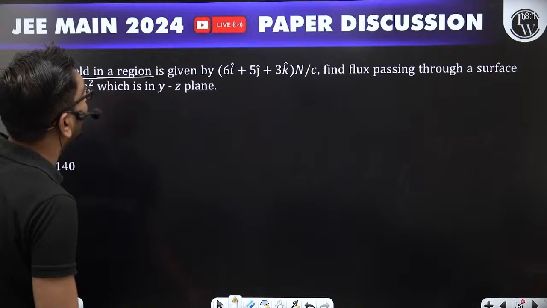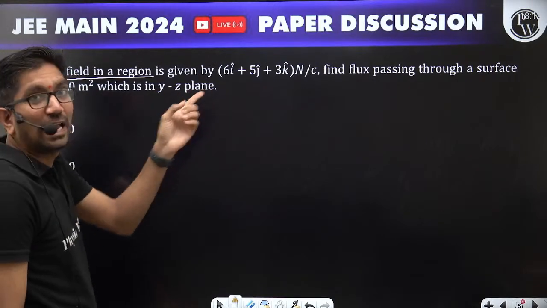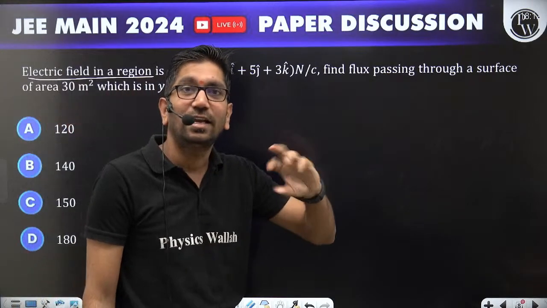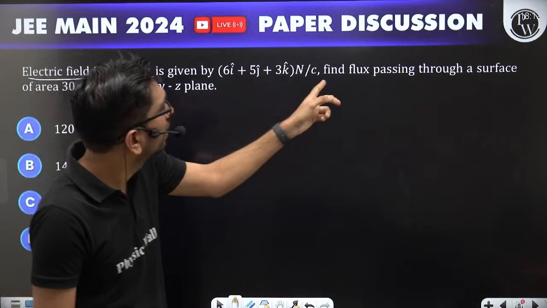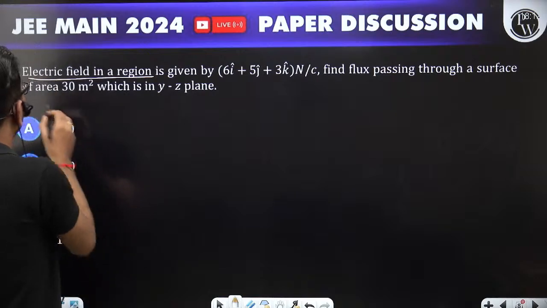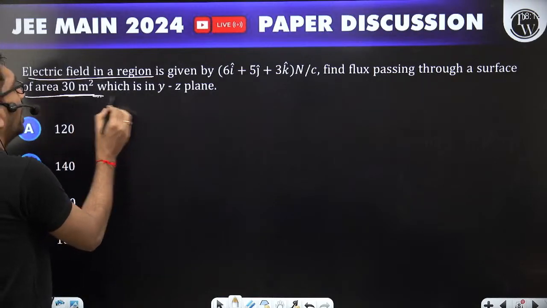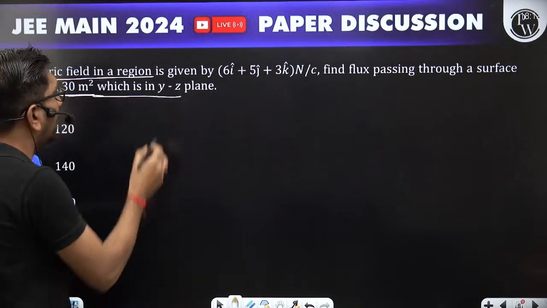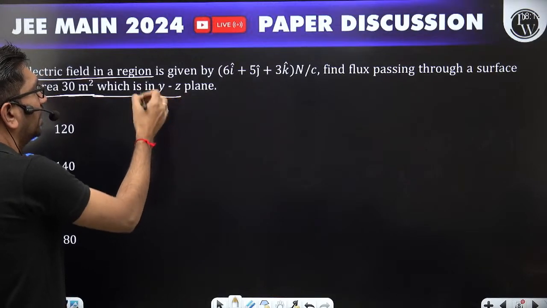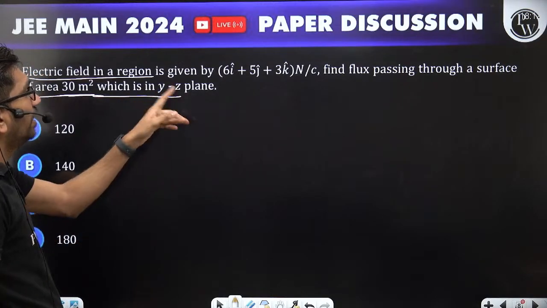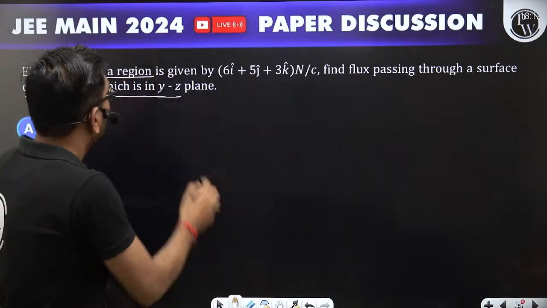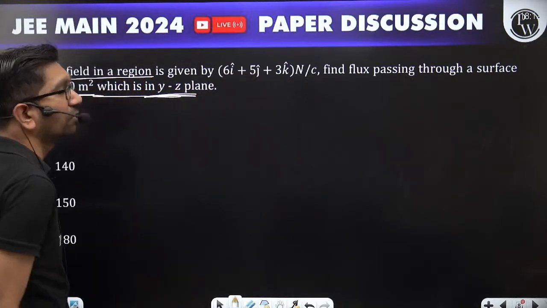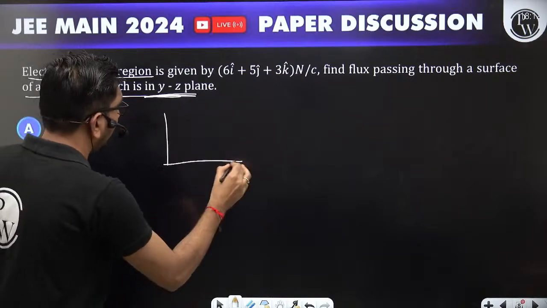Electric field in a region. He has given the electric field as a vector, right? Which is along the x, y and z axes. Find the flux passing through the surface of area 30 meters square, which is in the YZ plane. Observe carefully. See here. We have to find out the flux. The surface is in what? YZ plane. So now see here.